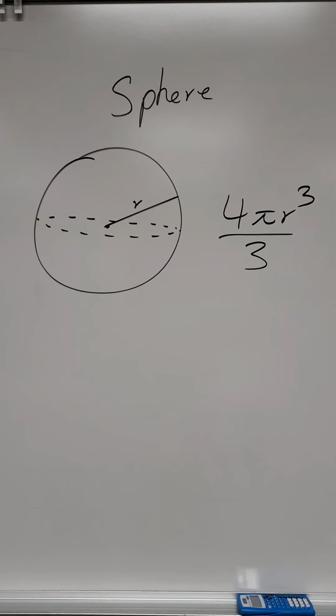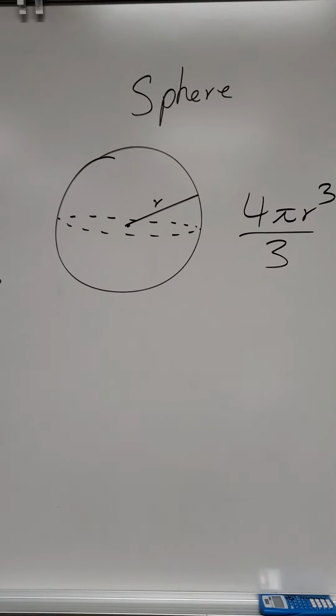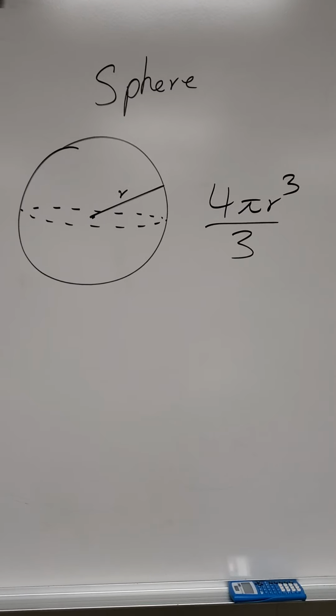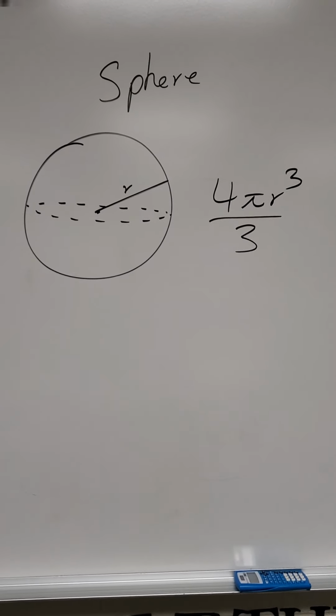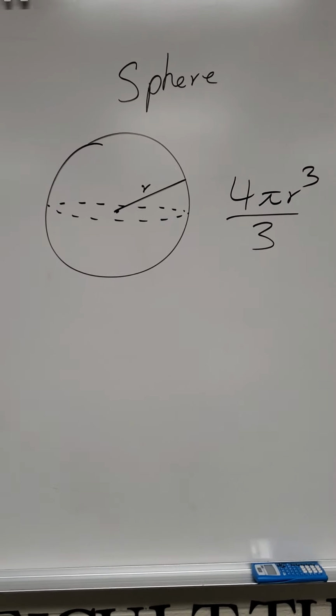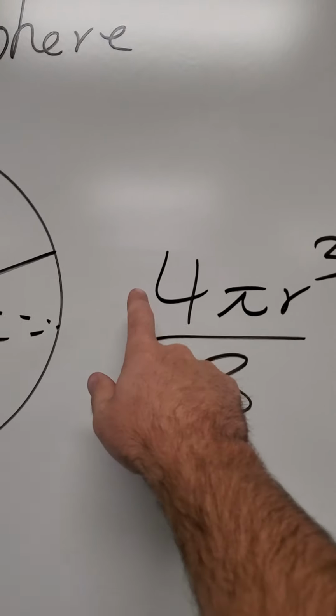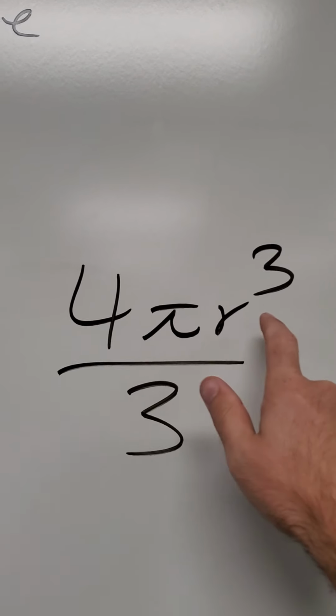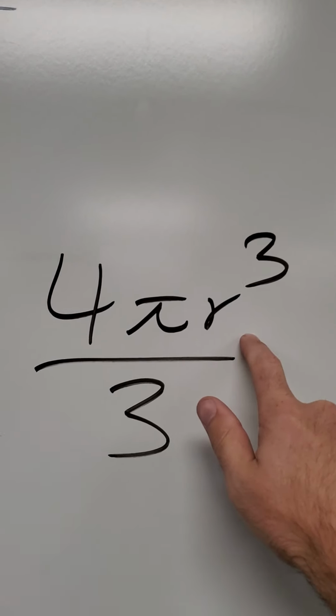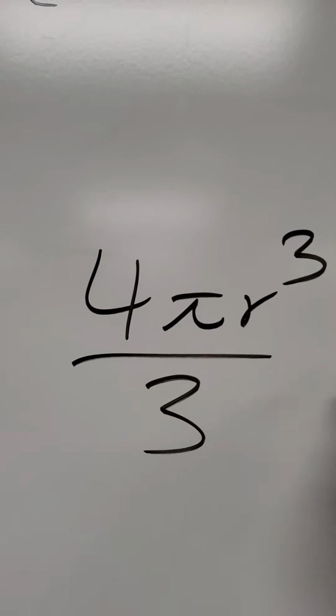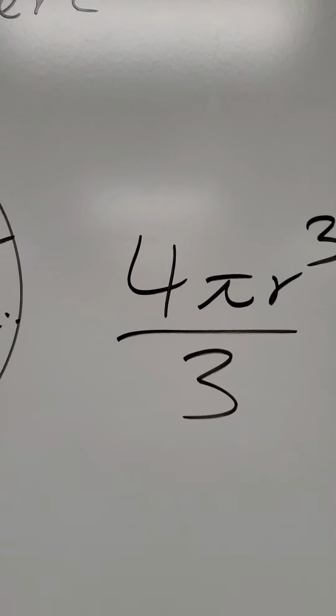Hey guys, so today we're going to talk about the volume of a sphere. And to find the volume of a sphere, the formula is 4 pi r cubed divided by 3. Now, that's a little bit complicated, but basically you just take 4 times pi, times the radius, 3 times, radius times radius times radius, and then when you're all done, divide it by 3, okay?